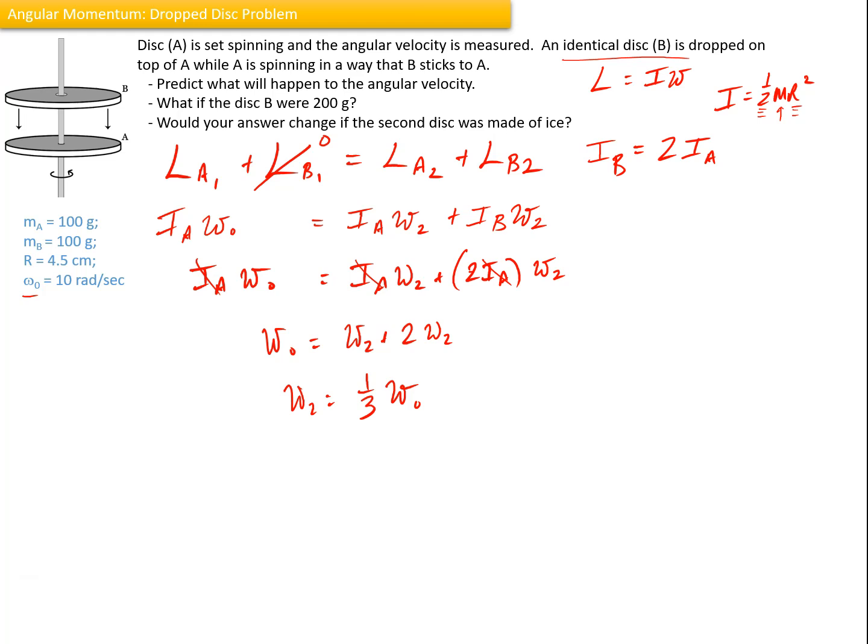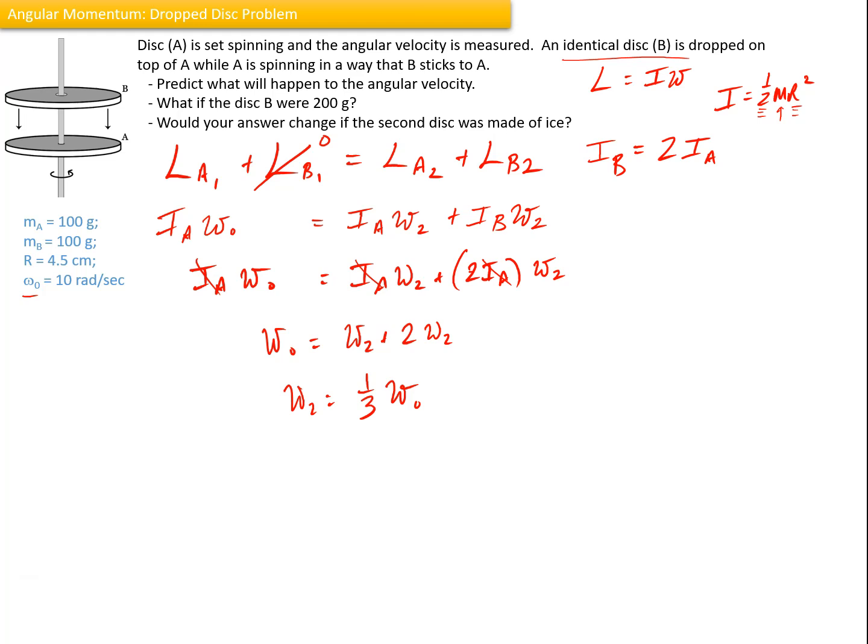Now for the third part, it says, would your answer change if the second disk was made of ice? What that is really assuming is that usually when we say things are made of ice, it means there's very, very little friction. Now if we think about why the angular momentum is changing here, remember that regular momentum changes because there's an outside force acting on our object. Angular momentum changes because there's an outside torque acting on our object. So where does the torque come from in this case? It comes from friction between the two disks.